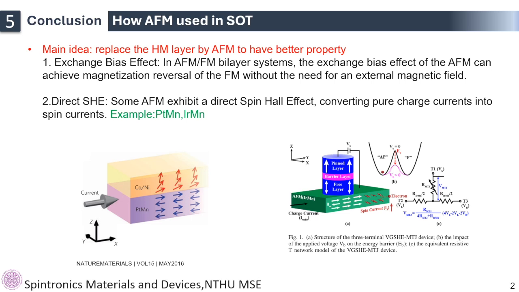Second one is why some AFM can replace heavy metal in SOT. Some AFM may exhibit a direct spin Hall effect. Then it can convert pure charge currents into spin currents. For example, the left figure is an SOT device that uses PtMn as the spin current generation layer. And in the right figure, we use IrMn as the spin current generation layer.